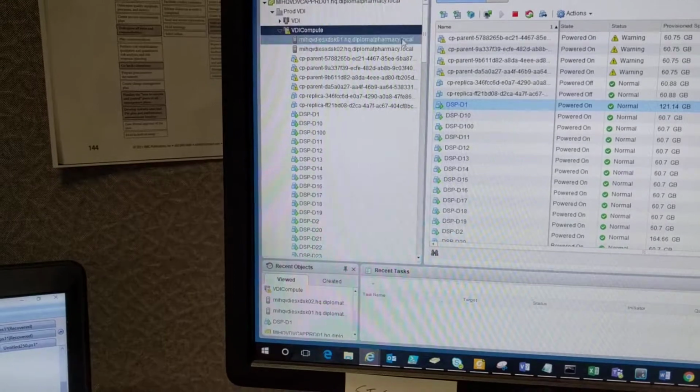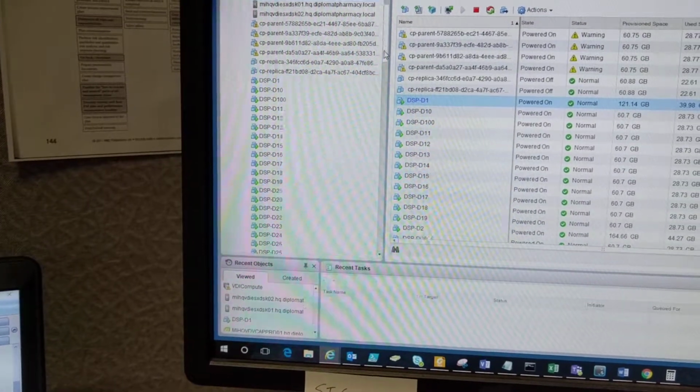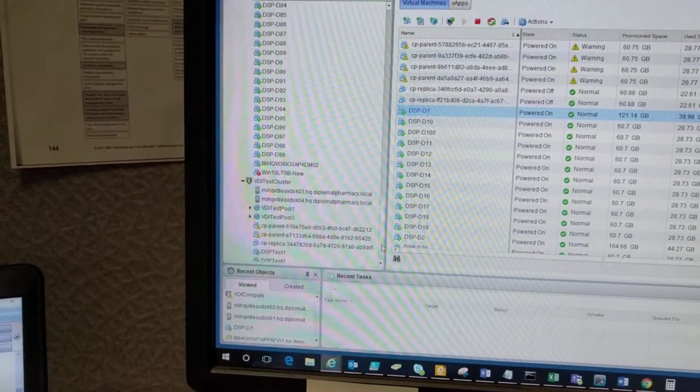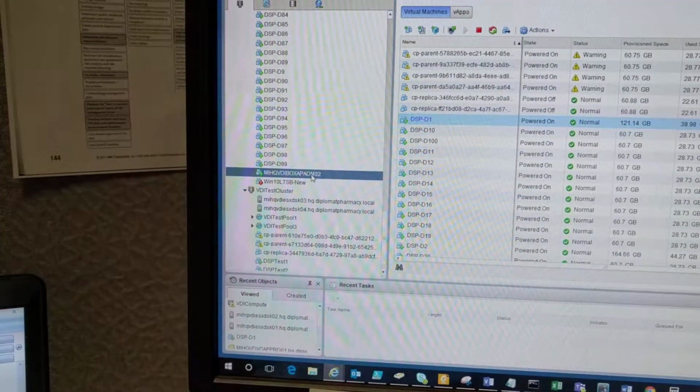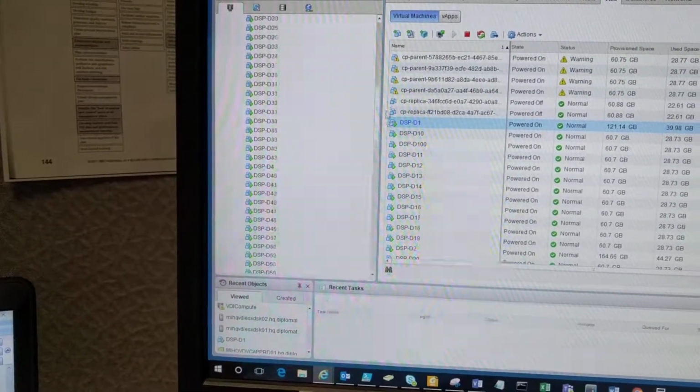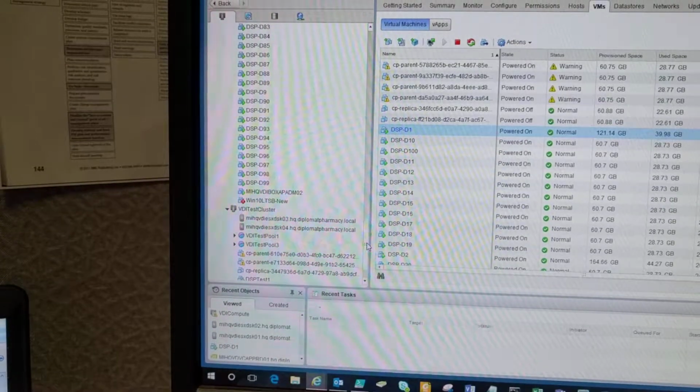As you can see, there's almost nothing else in this cluster. This is only parents, replicas, and one additional powered on host. That's it. That powered on host, by the way, only consumes 4 gig of RAM.